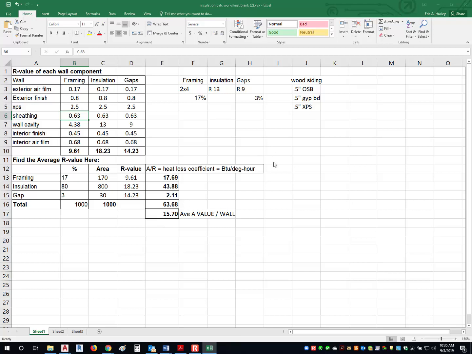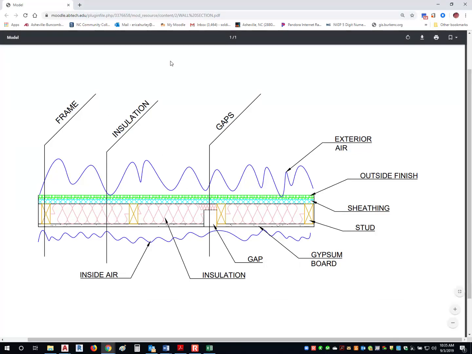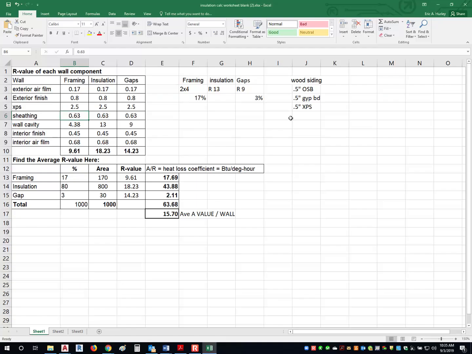So I hope this helps you to understand how to figure out the R value of the wall. So we have our R value table. We have our circumstances of what might be in your walls. We plug in the numbers from the R value table, do our calculations. These are all added in. We transfer those down and give them weights. And then we divide that by the area, and then divide it by the total to get our average wall R value here.